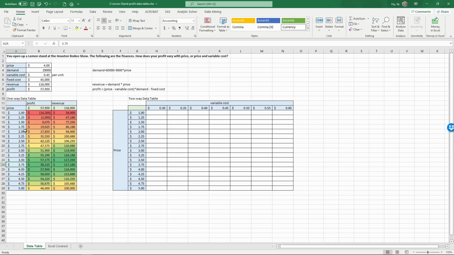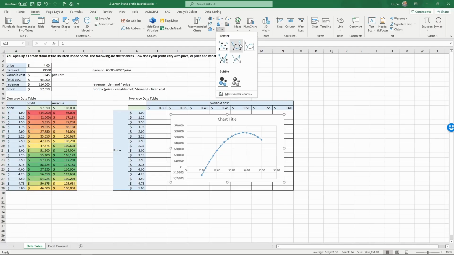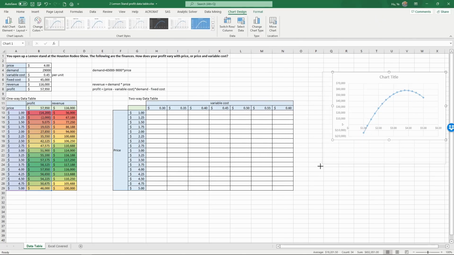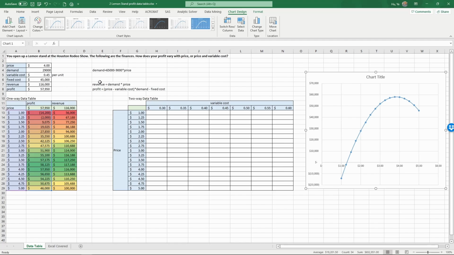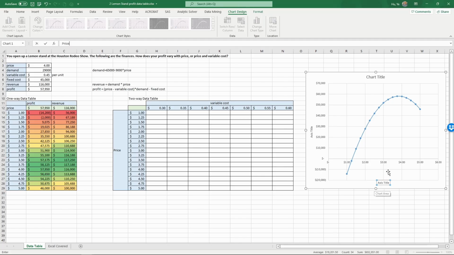So first, let's take a look at the relationship between price and profit, how this looks like. And insert. Here we're going to do the scatter plot curve with dots. Okay. Make it bigger. Label this. Add chart elements. Axis titles. Primary horizontal. Primary vertical. And this is price.